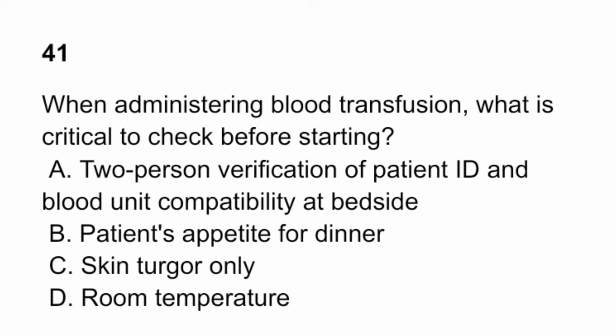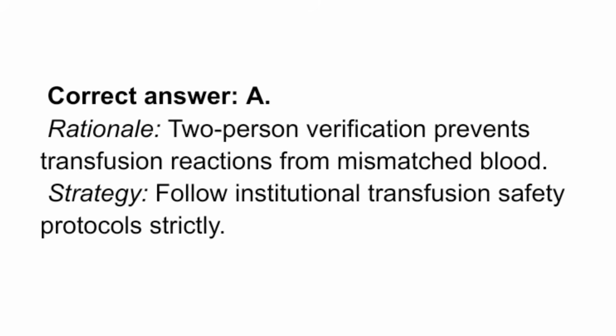41. When administering blood transfusion, what is critical to check before starting? A. Two-person verification of patient ID and blood unit compatibility at bedside. B. Patient's appetite for dinner. C. Skin turgor only. D. Room temperature. Correct answer, A. Rationale, two-person verification prevents transfusion reactions from mismatched blood. Strategy, follow institutional transfusion safety protocols strictly.